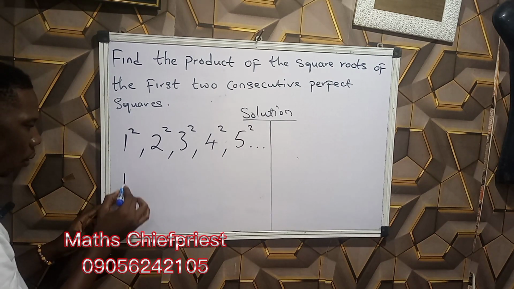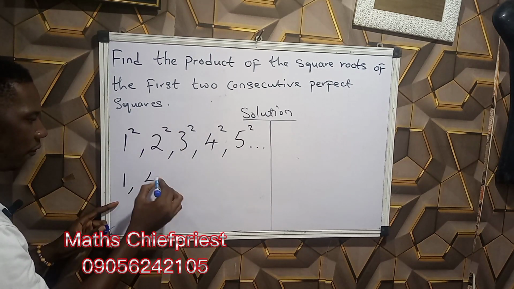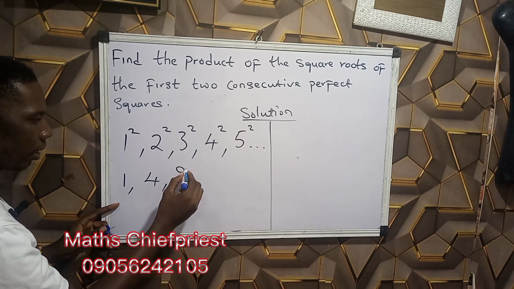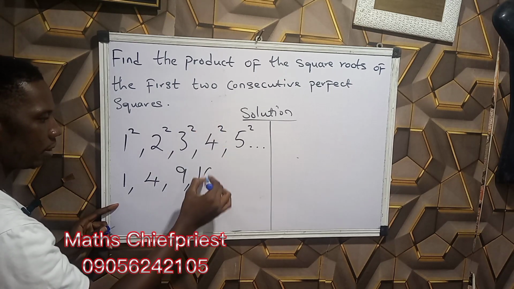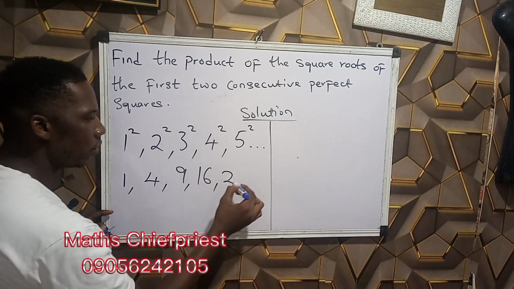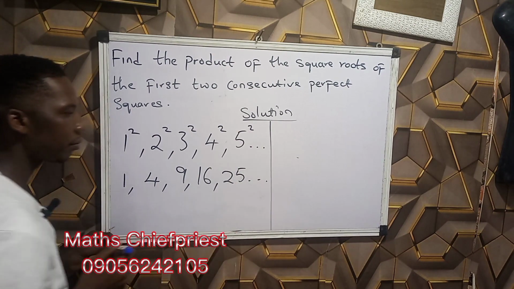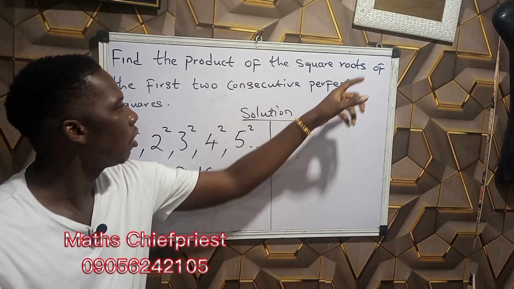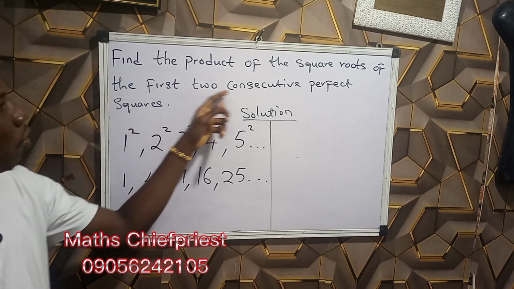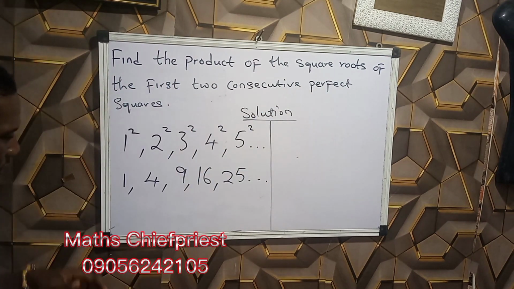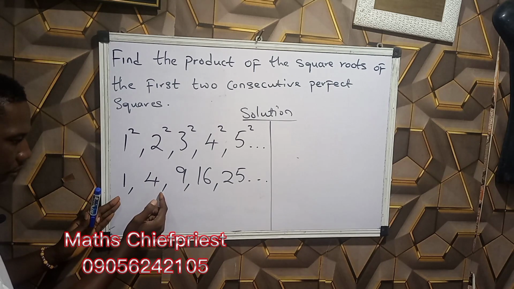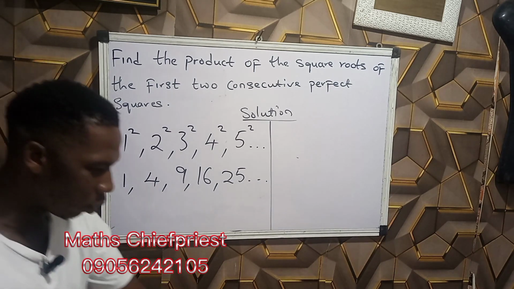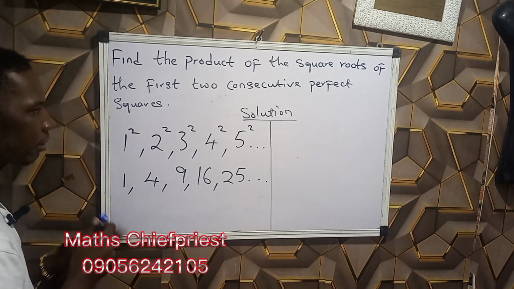So bring this one down. 1, 4, 9, 16, 25. I say find the product of the square root of the first two consecutive perfect squares. After this, the next one, that is this and this.